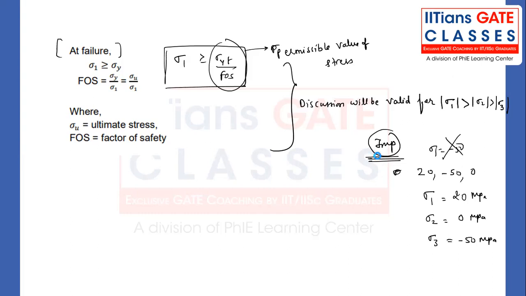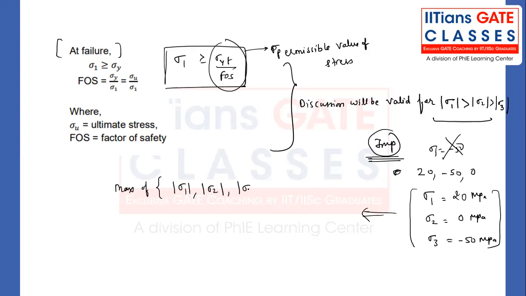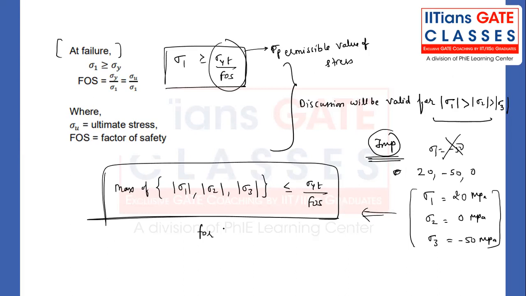But my question is, what will happen when the things are not the same like this? For this particular scenario, what will be our maximum normal stress theory? The maximum normal stress theory will be the maximum of mod of sigma 2, mod of sigma 3 has to be less than or equal to sigma yt divided by factor of safety for the safety condition.